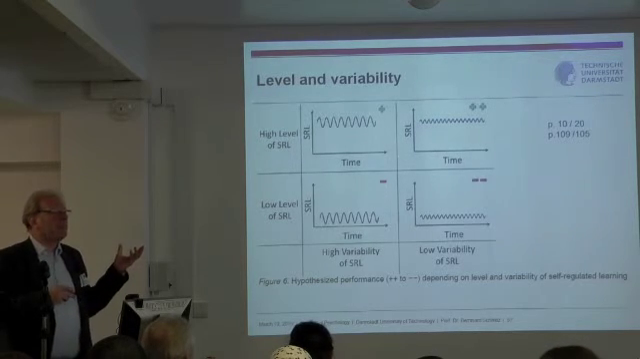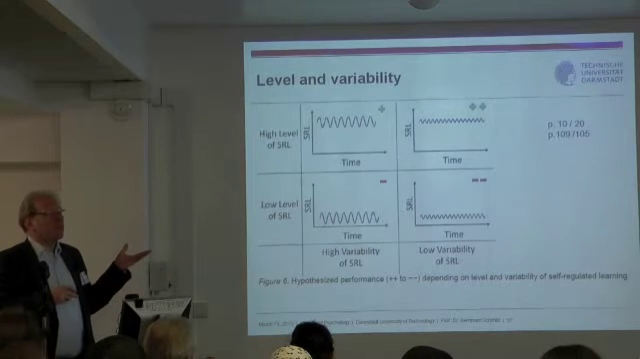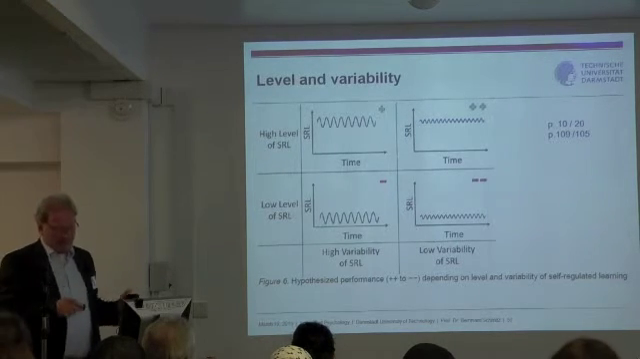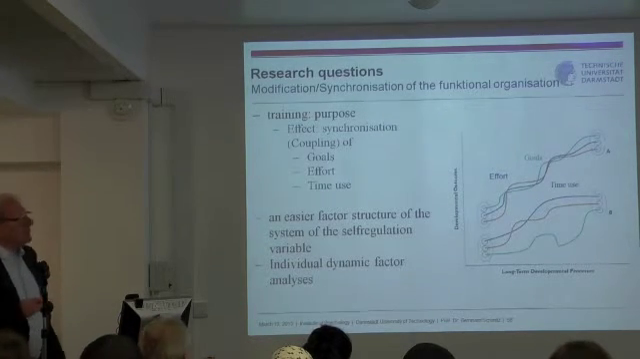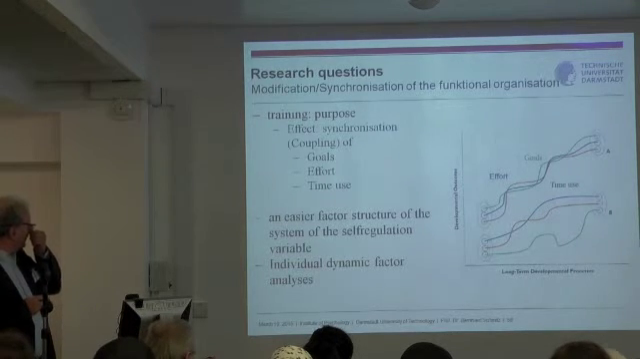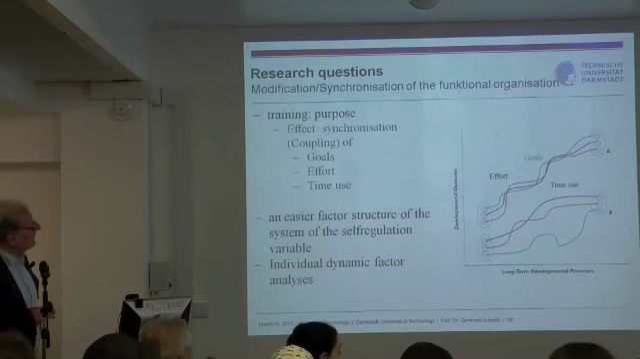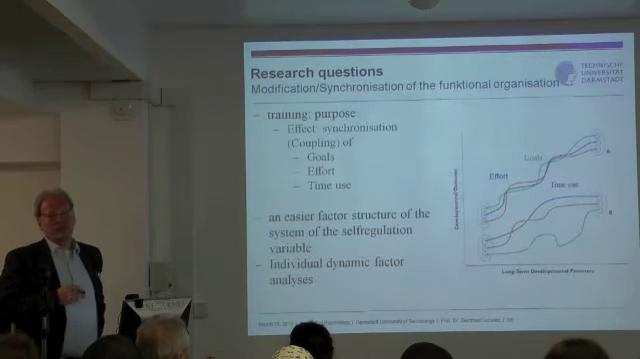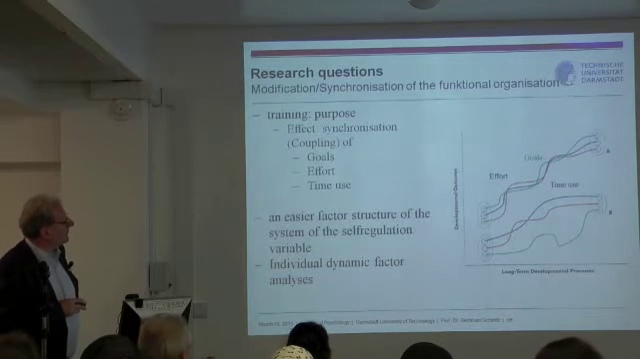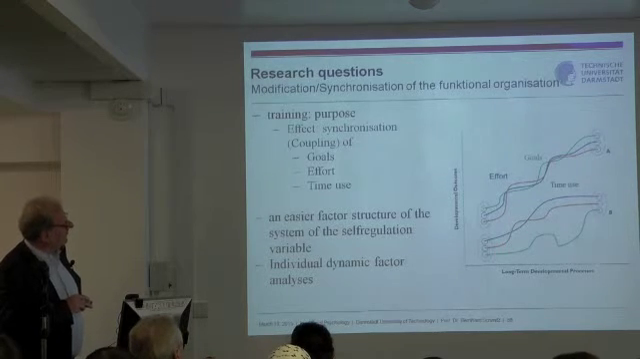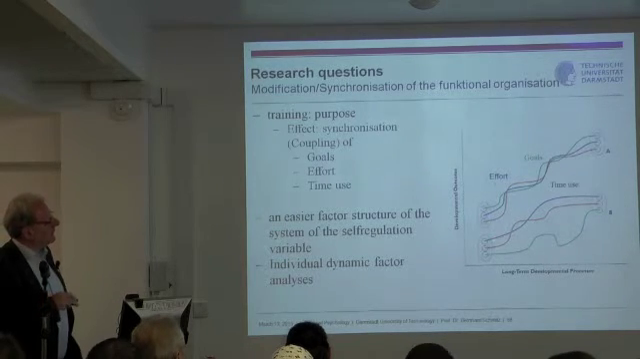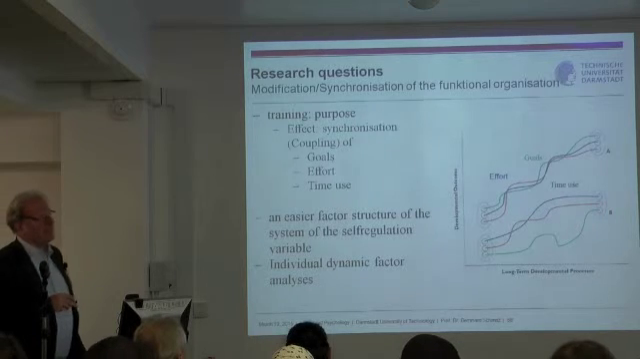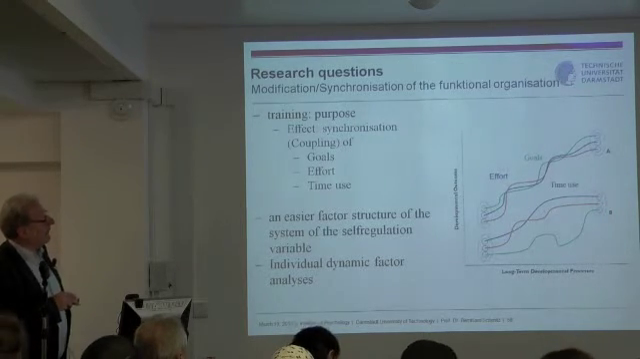But the information is we look at 2 process parameters for each individual, the level and the variability, and in addition, we look also at the relationship between the variables and try in interventions, in trainings, to change the individual relationships. What you see here is, in the upper part, three variables: goals, effort, and time use for each day for one individual. And you see the trajectories for these three variables are very different.